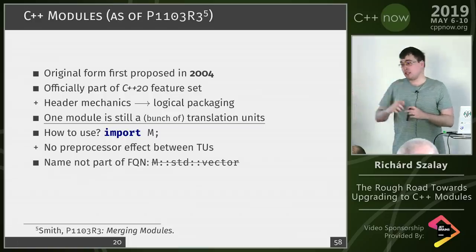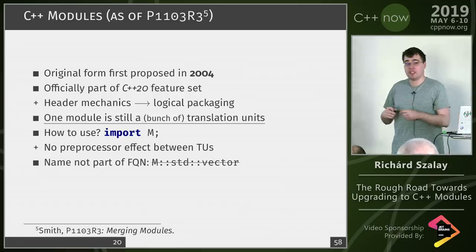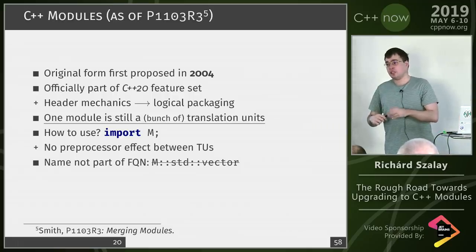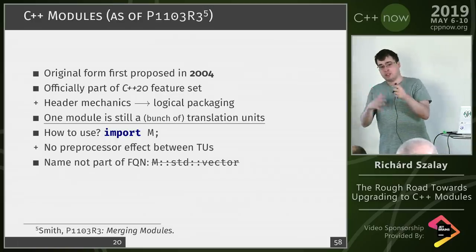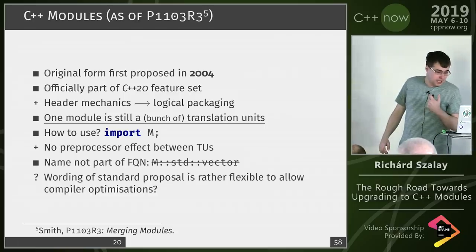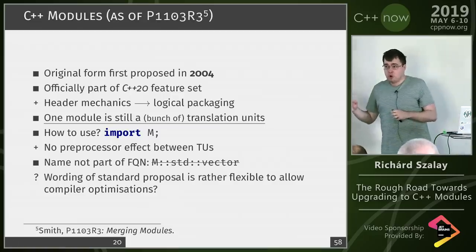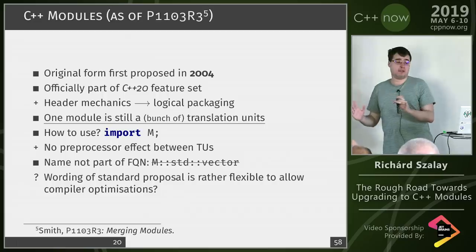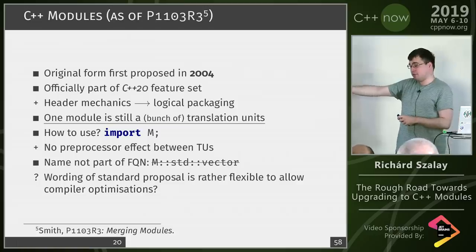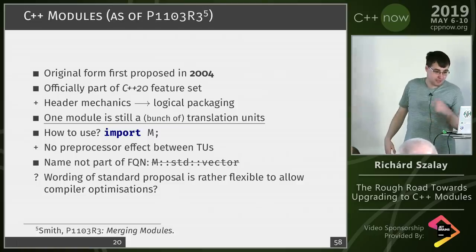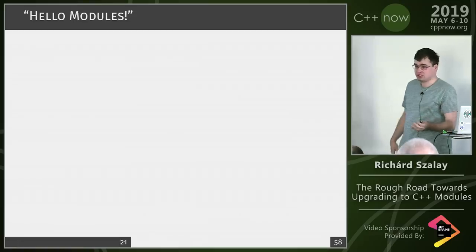But unlike some other languages, in C++, the module's name does not form a part of the symbol's fully qualified name. So even if you say import container, import vector, it will still be std::vector of T, not container::vector. And well, the proposal, or the current draft, I hope the wording is lax enough to allow some compiler optimizations. This is a foreshadowing that maybe the performance problems are not truly solved yet.